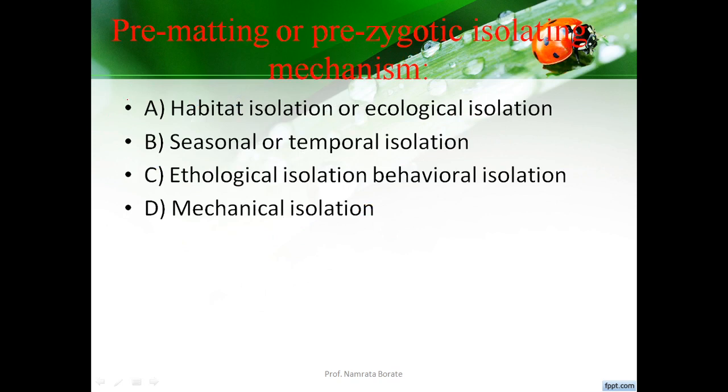In premating, the mechanism prevents fertilization. Prevents means opposes: there is no fertilization and no formation of the zygote. There are four forms of premating isolating mechanism. The first one is habitat isolation, also called ecological isolation. The second one is seasonal isolation, known as temporal isolation. The next one is behavioral isolation, also called ethological isolation. And the last one is mechanical isolation.